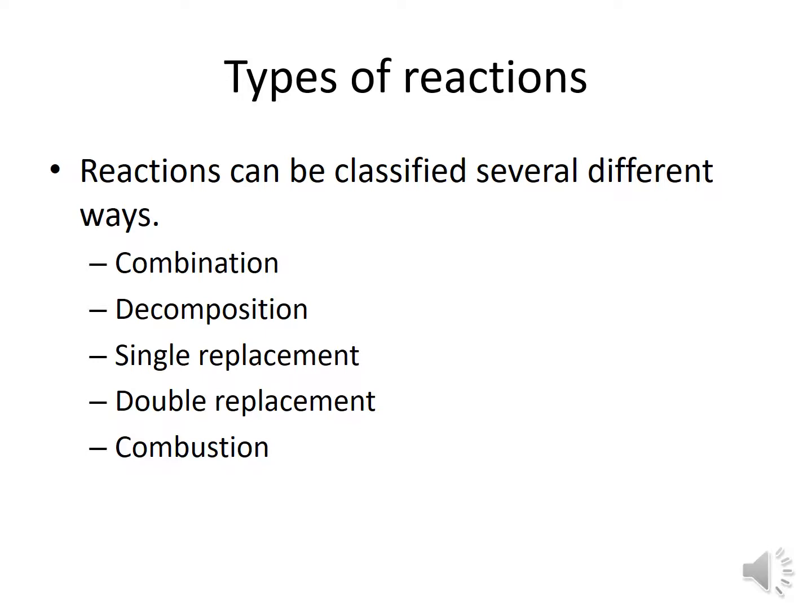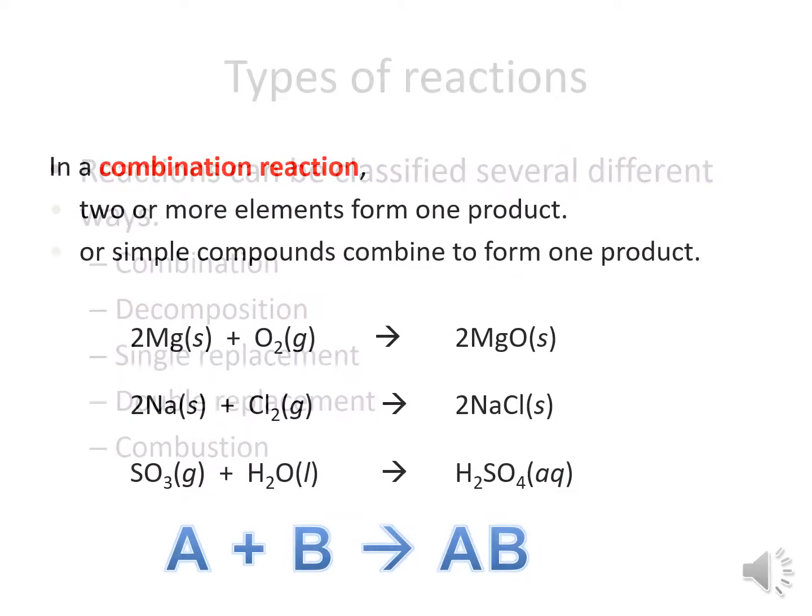Combination, 2 or more chemicals come together to make one chemical. Decomposition, a chemical breaks down into 2 or more chemicals. Single replacement, one element replaces another element in a compound. And double replacement, 2 elements trade place in a compound. And then combustion is when a hydrocarbon reacts with oxygen to make carbon dioxide and water. Let's go over these one by one.